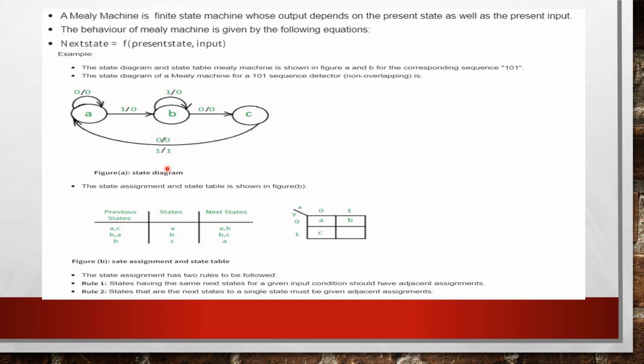So, from the understanding of the state diagram, this table can be filled. The state assignment table can be filled. That is, from the present state, where it is going when the inputs are 1 and when the inputs are 0, the next state can be written down in the state table.